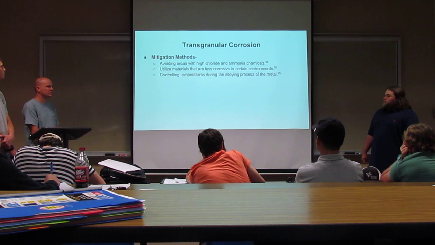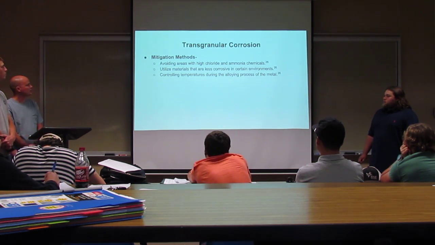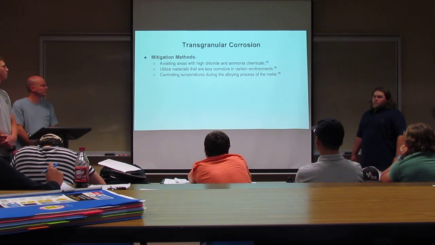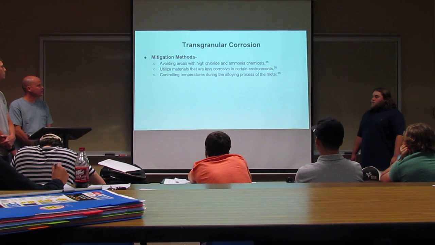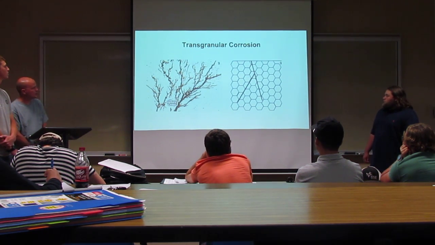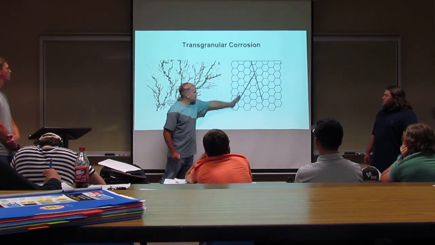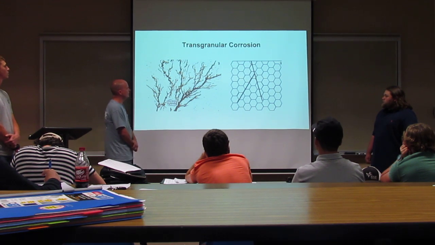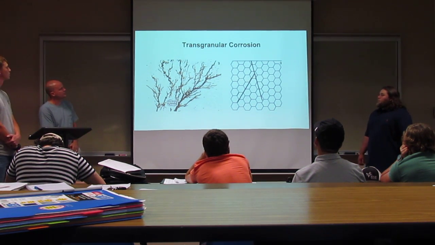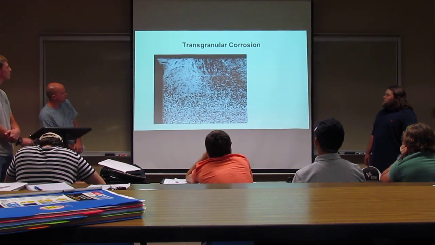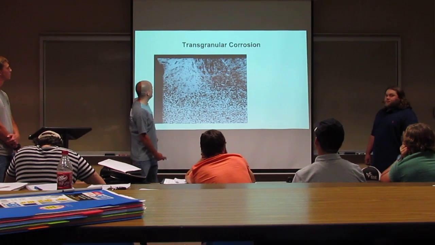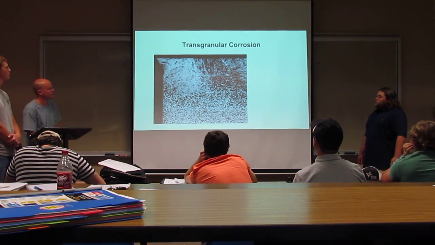Mitigation methods, ways to try and prevent transgranular corrosion, are avoiding areas with high chloride and ammonia chemicals, utilizing materials that are less corrosive in certain environments, and controlling temperature during the alloying process of the metals. Here you can see an example of the grain boundaries on this metal, and it cuts across instead of going inside of the grain boundaries. And here's an actual picture of a piece of metal where it looks like a tree branch. We have one more picture here. This is a side view x-ray. You can see where it breaks down into the grains of the metal.